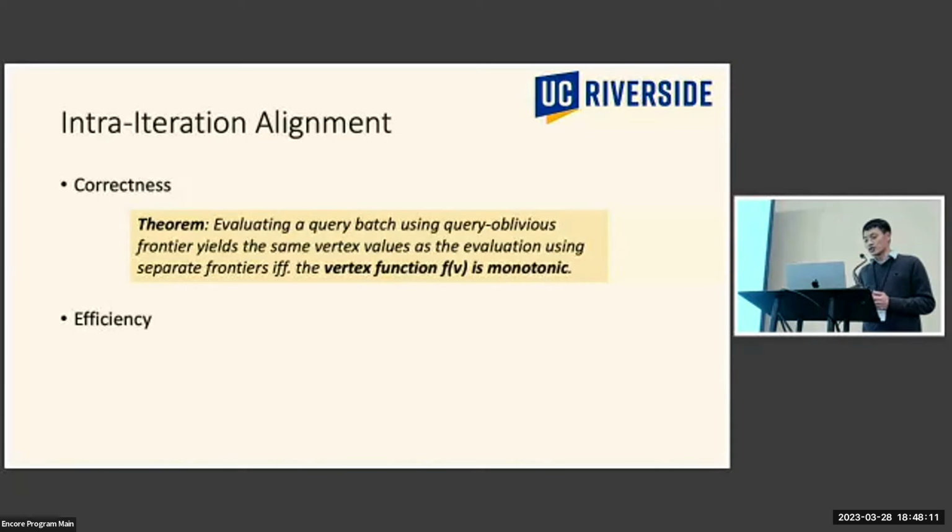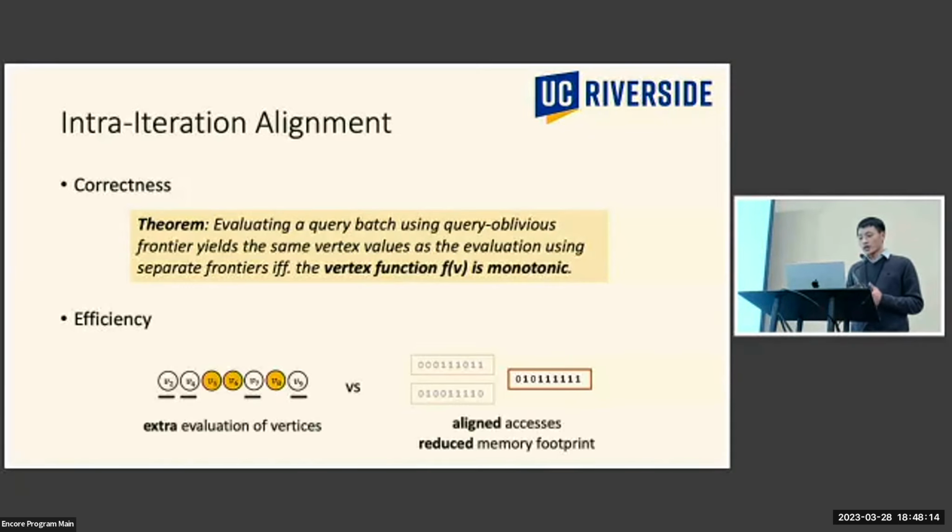Second, how about efficiency? Here, we are exploring a trade-off between computations and data locality. With a single frontier, we may perform some extra evaluations on some of the vertices. But on the other hand, we have better aligned graph accesses, and we also reduce the memory footprint because we don't have to maintain separate frontiers. Based on our evaluation, we found that the benefits clearly outweigh the costs. Overall, we found a good amount of speedups.